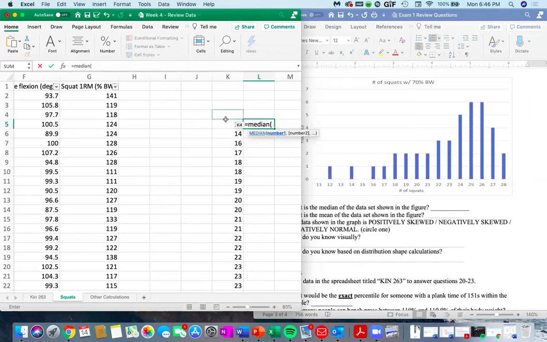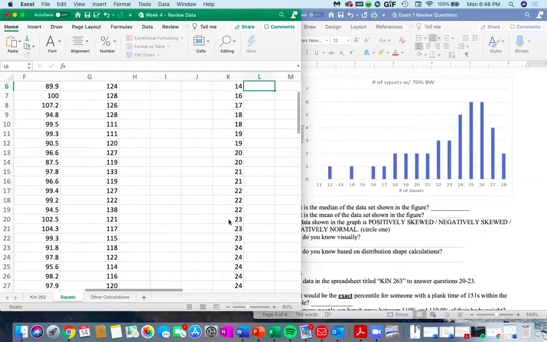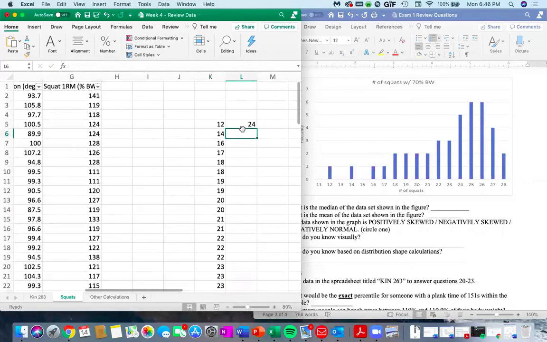And then what we can do with this information is we can say what's the median by using a function in Excel. Okay, so in either case, we should get something like 24. Does that make sense? Yes. Assuming that I got all my numbers counted correctly.